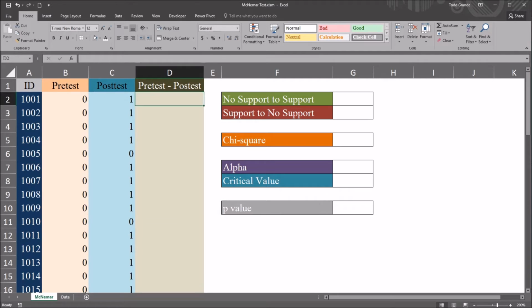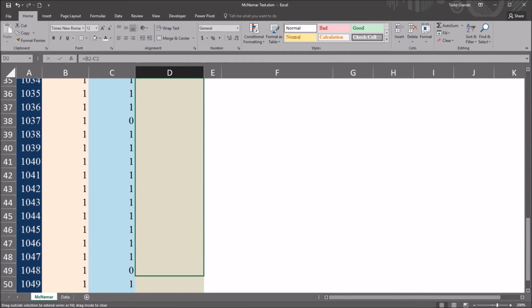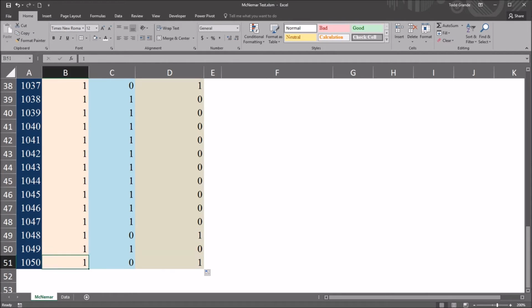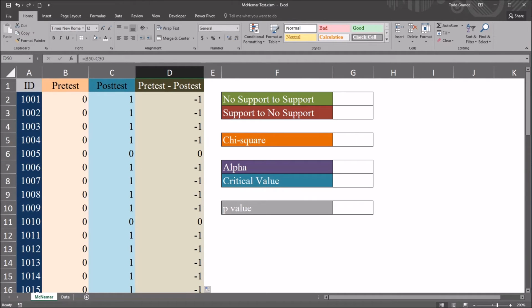So we can measure this here in column D by taking the pretest and subtracting the posttest. So it'll be equal sign pretest minus posttest. And we can see for this first result we have -1 because we had no support for pretest and support for posttest. If I autofill this down, we have the 3 possibilities being displayed. We have support to no support, that's a 1. No change is a 0. And of course, -1 is no support to support. So using the -1, 0, and 1 values here, we can count the no support to support change and the support to no support change.